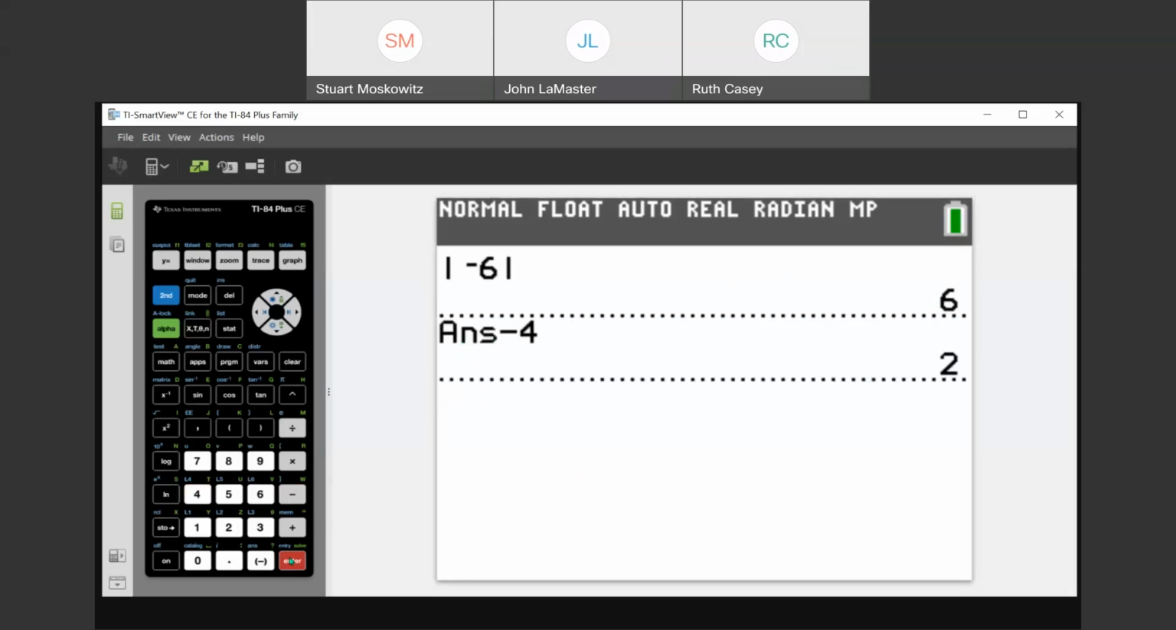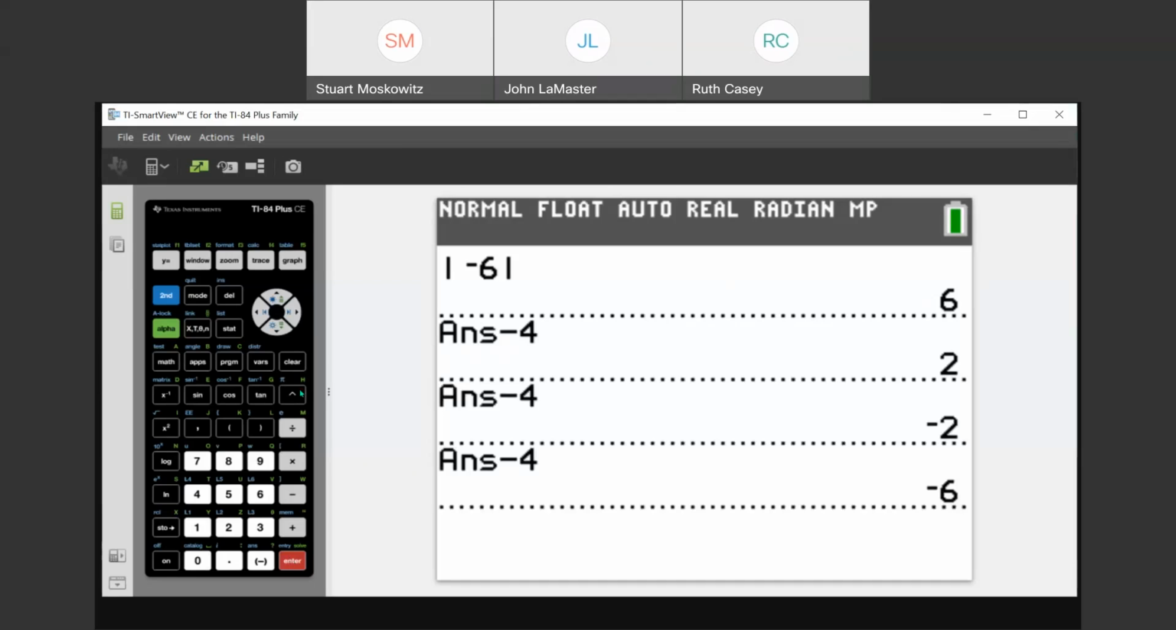Now, if I type enter again, it won't give me 2 again because the answer isn't 6 anymore. The answer is now 2. So if I just hit enter, I'm going to get -2. And each time I hit enter, notice we get this recursion. And I want to talk a little bit more about recursion here.